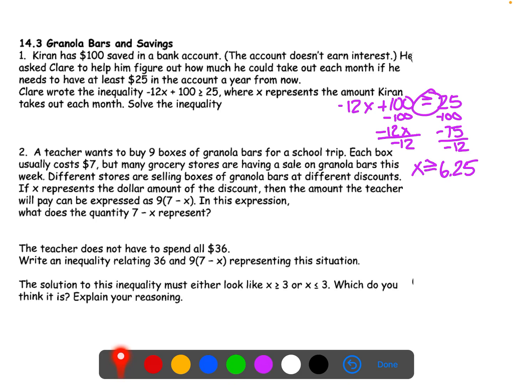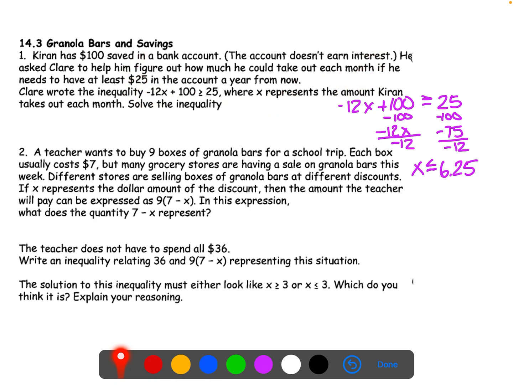But in the context of our problem, if Kieran takes out more than 6.25, that's not going to work out. He won't have $25 remaining in his account anymore, and that won't work. So what we actually have to do in thinking about our answer is think logically that what he needs to take out can equal 6.25 or less than that. He can take out less than 6.25 each month and still have that minimum $25. So notice how that symbol switched, and it's switched based on the context of the situation here.